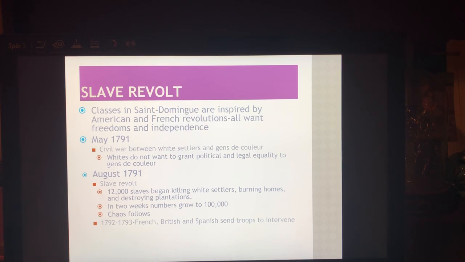The French, the British, and the Spanish come in to intervene. We're thinking, why do the British and Spanish want to come? But you have to understand that the sugar produced here also goes to Britain and Spain, and they're very interested in making sure that they have a stable supply of sugar.